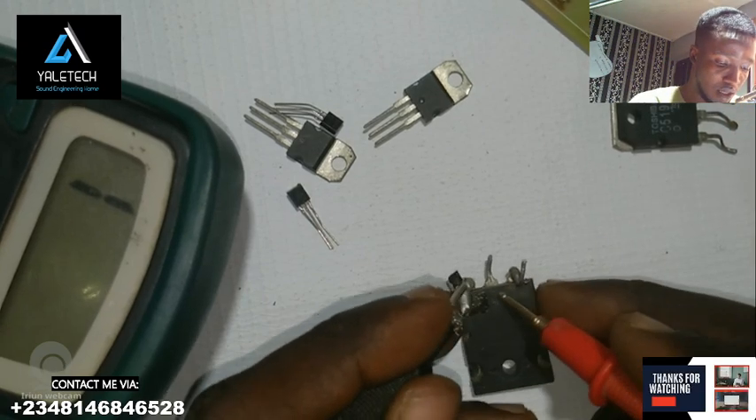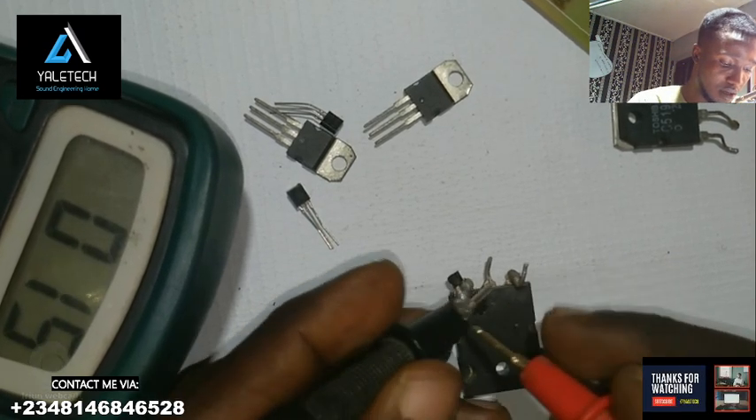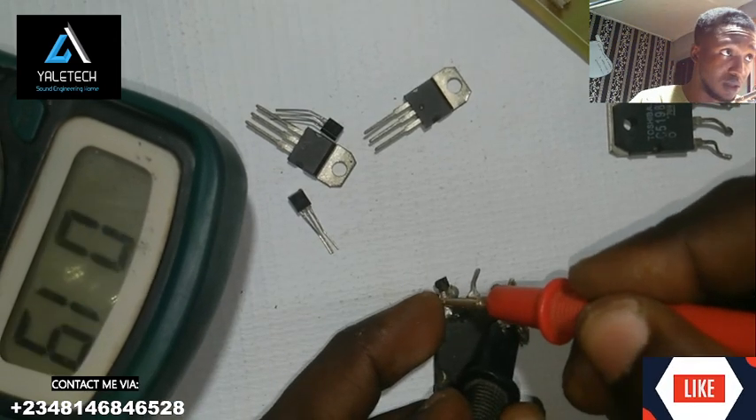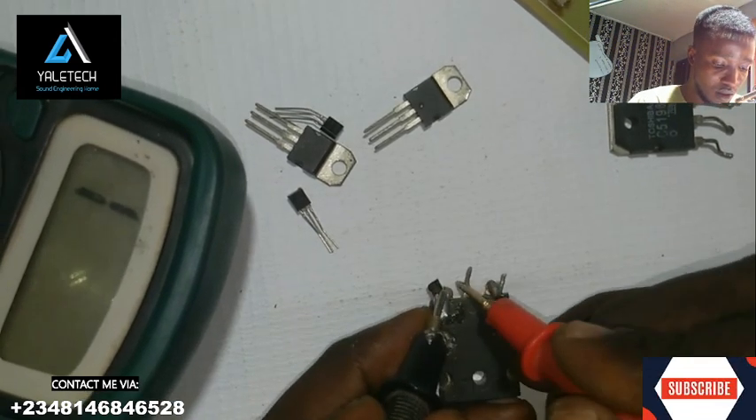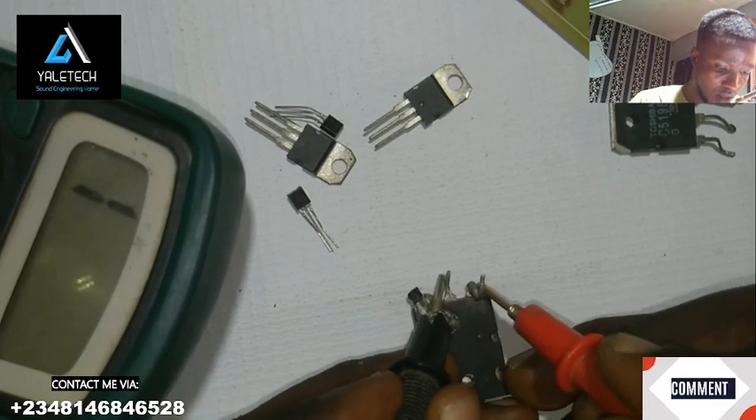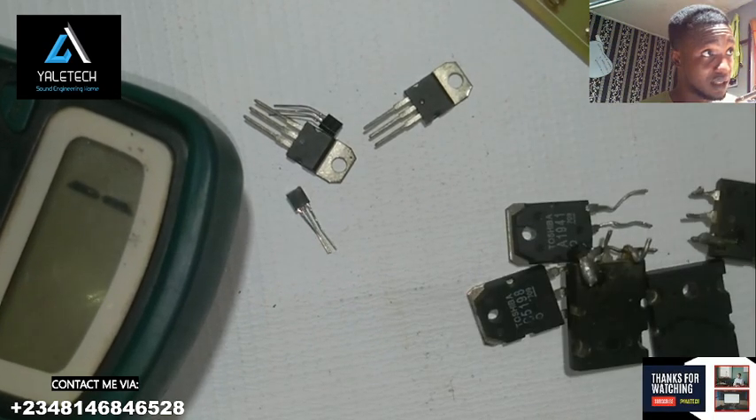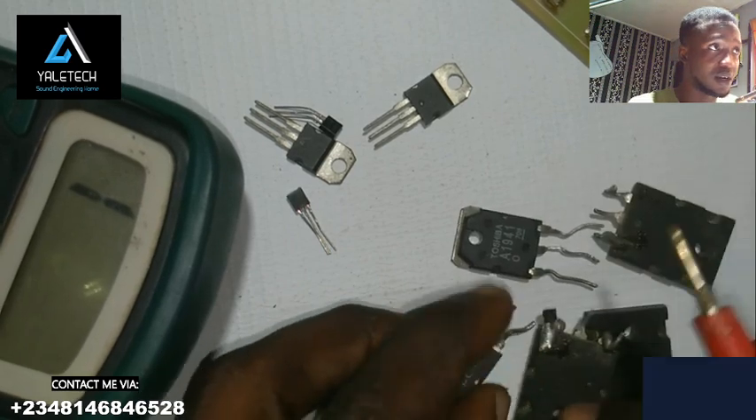So let's look at this. Shorted. Let's check the other direction. The same thing. Let's check the middle. Same thing. All right. So if you look at all these transistors, you see that these 3 are bad.